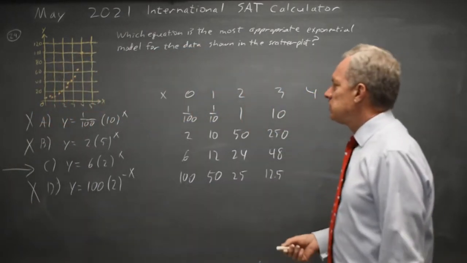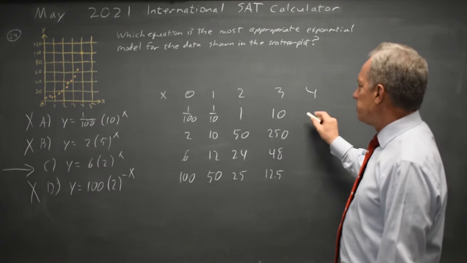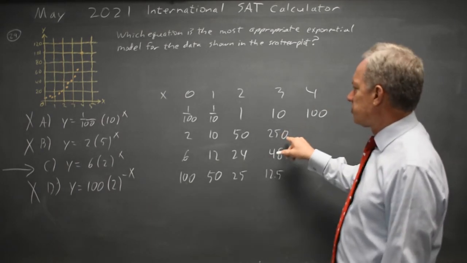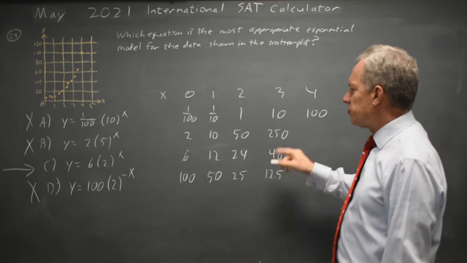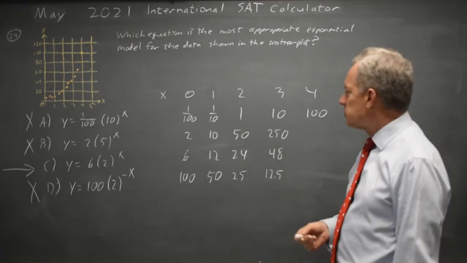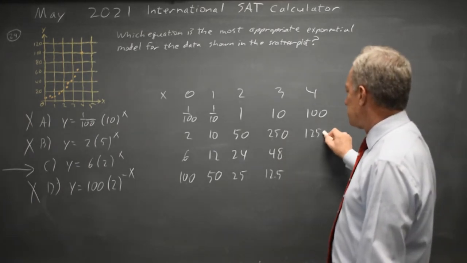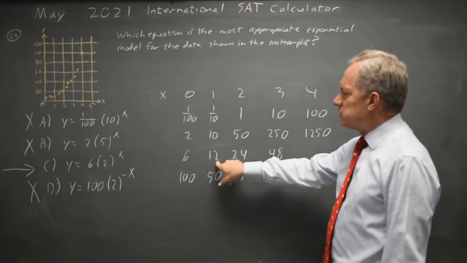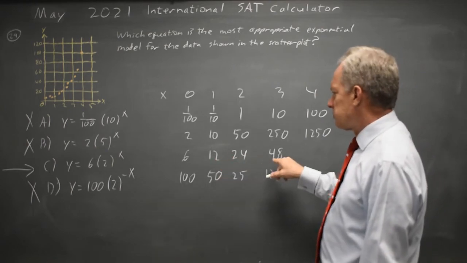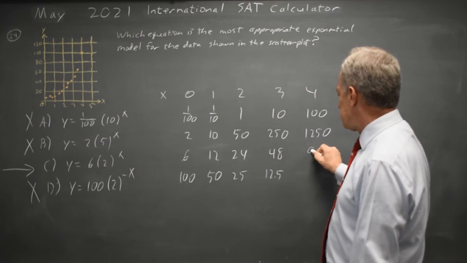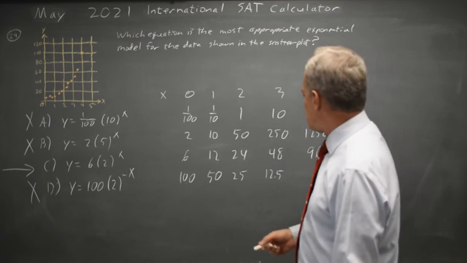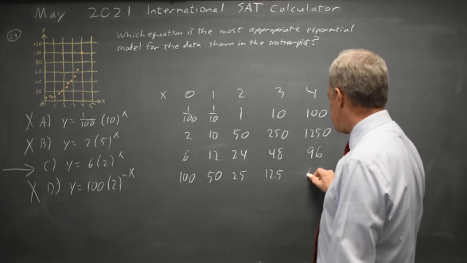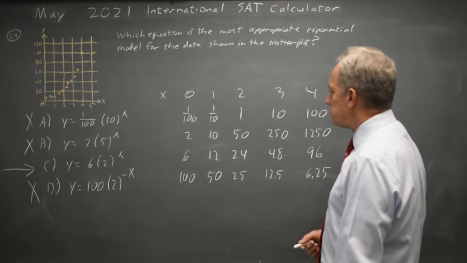If we weren't certain, 1 over 100 times 10 to the fourth. 2 times 5 to the fourth. 5 to the fourth is 625. That would be 1250, which is way too big. 6 times 2 to the fourth is 6 times 16 is 96, which is completely plausible. And 100 times 2 to the negative 4 is 100 over 16 is 6.25, which again is decreasing.